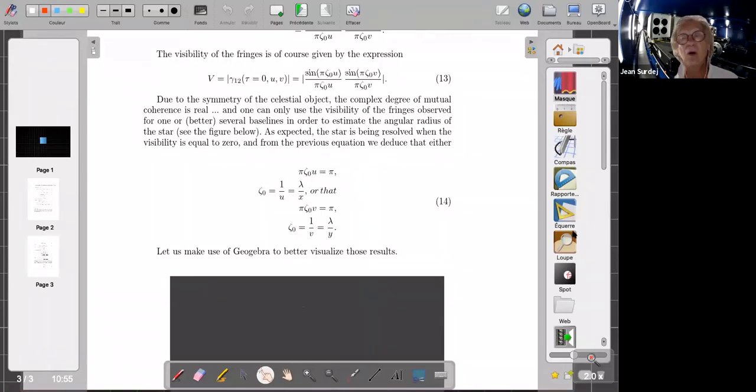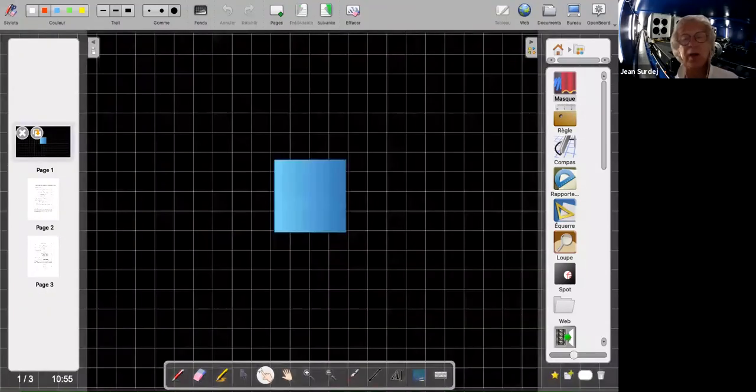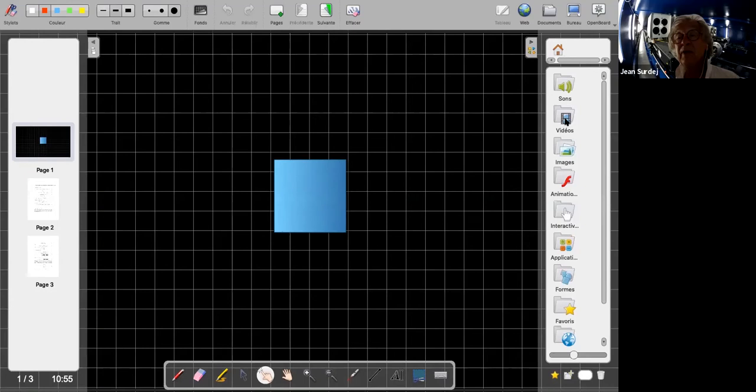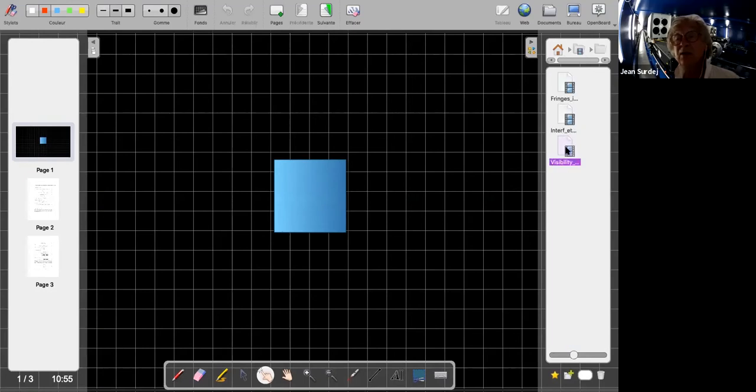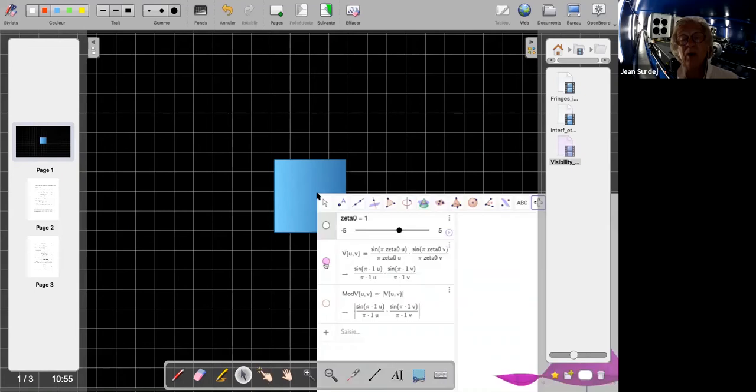So I just use GeoGebra. Okay, I'm coming here. So this is a representation of the star, which is a square in the sky, and now I try to get the video illustrating the visibility for that case. So just put it here. Hope it will work. Yes.